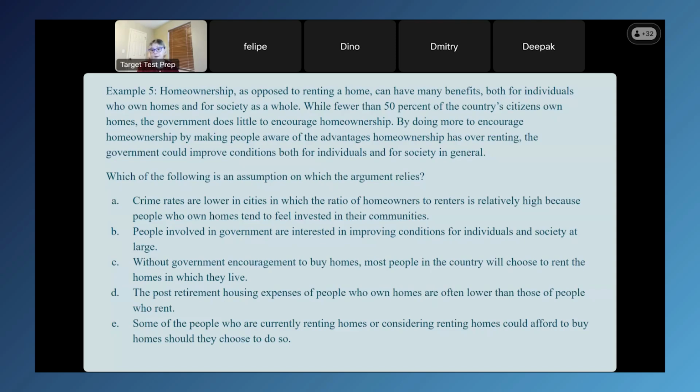Yeah, kind of. People can have interest. People could be interested in improving conditions for individuals, but that doesn't mean they're going to do it. And for choice B, they could also have no investment at all, but that doesn't mean they're not going to improve conditions for people. Maybe that just doesn't cross their radar.